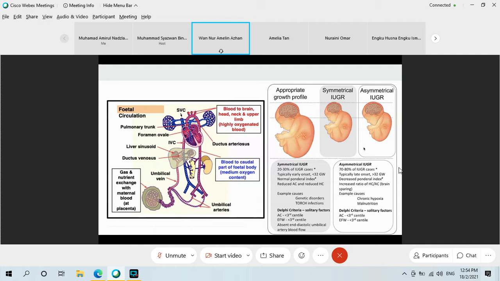This is called asymmetrical IUGR, and it happens in 70 to 80% of IUGR cases. We can see there will be an increase in HC to AC ratio, and it usually happens in chronic hypoxia and malnutrition. Symmetrical IUGR usually occurs in 20 to 30% of IUGR cases, and it is usually caused by factors that directly impair fetal growth, for example, genetic disorders and infection that cause the overall size to be smaller. Okay, next.